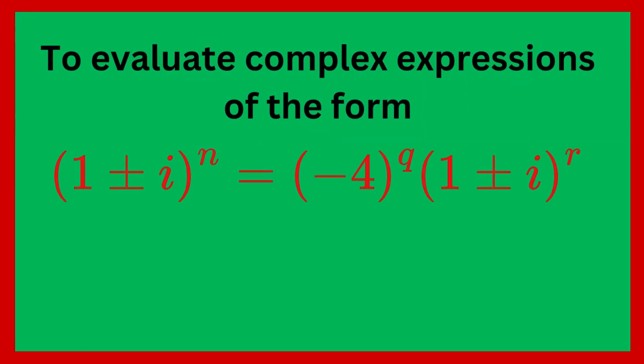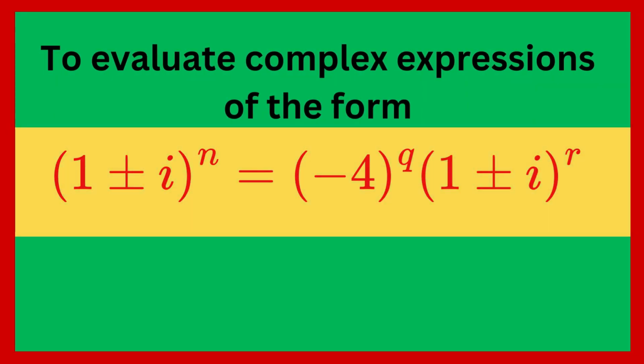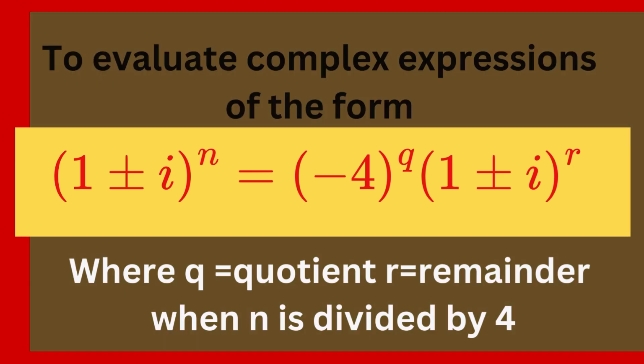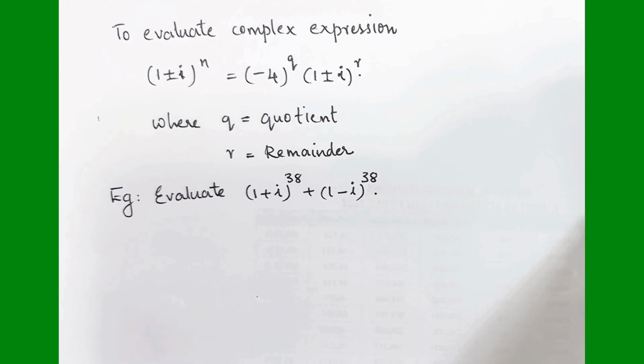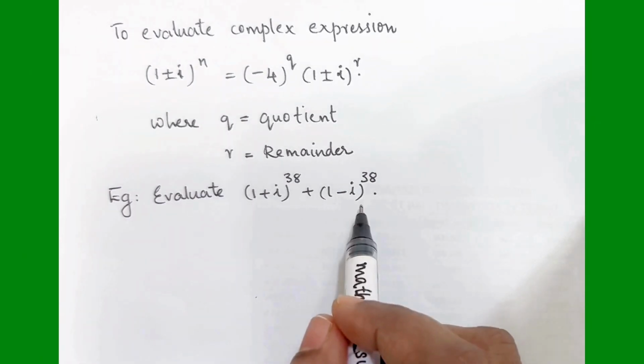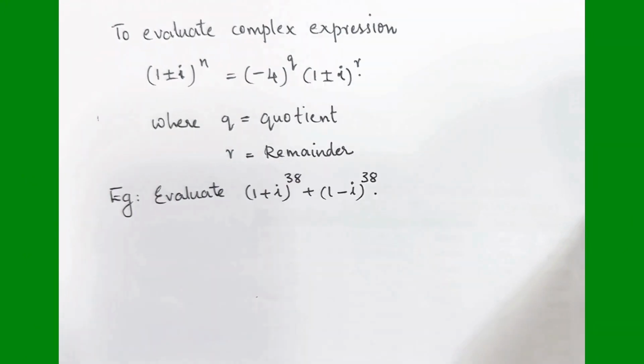Second tip is to evaluate any complex expression of this form, (1 plus or minus i) to the power of n. This expression is equal to (minus 4) to the power of q into (1 plus or minus i) to the power of r, where q represents the quotient when the power n is divided by 4 and r represents the remainder. Next question is: evaluate (1 plus i) to the power of 38 plus (1 minus i) raised to 38.